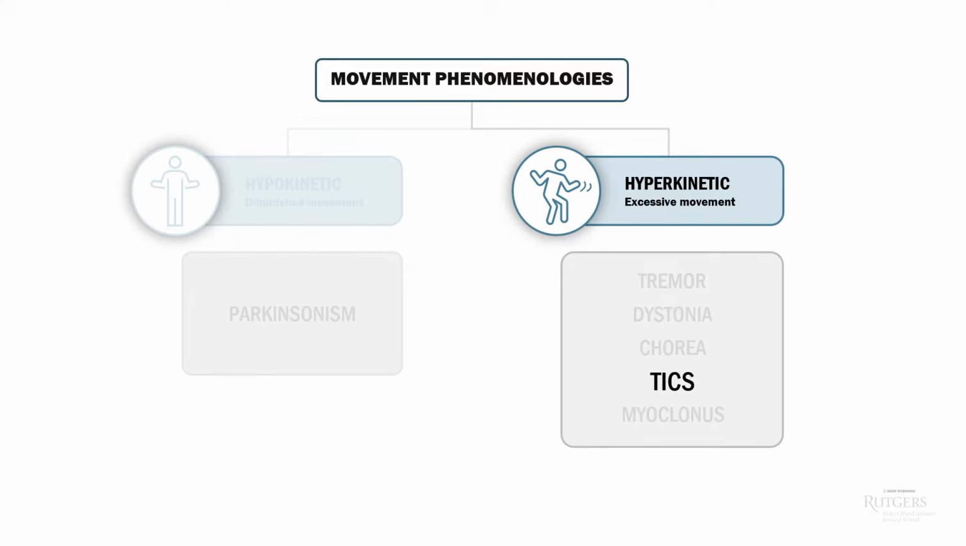That's called the premonitory urge. Many individuals can briefly suppress their tics, but the more a person tries to suppress a tic, the stronger the urge to perform it. Tics are also suggestible. Talking about tics in the presence of a person with a tic disorder may trigger their tics.